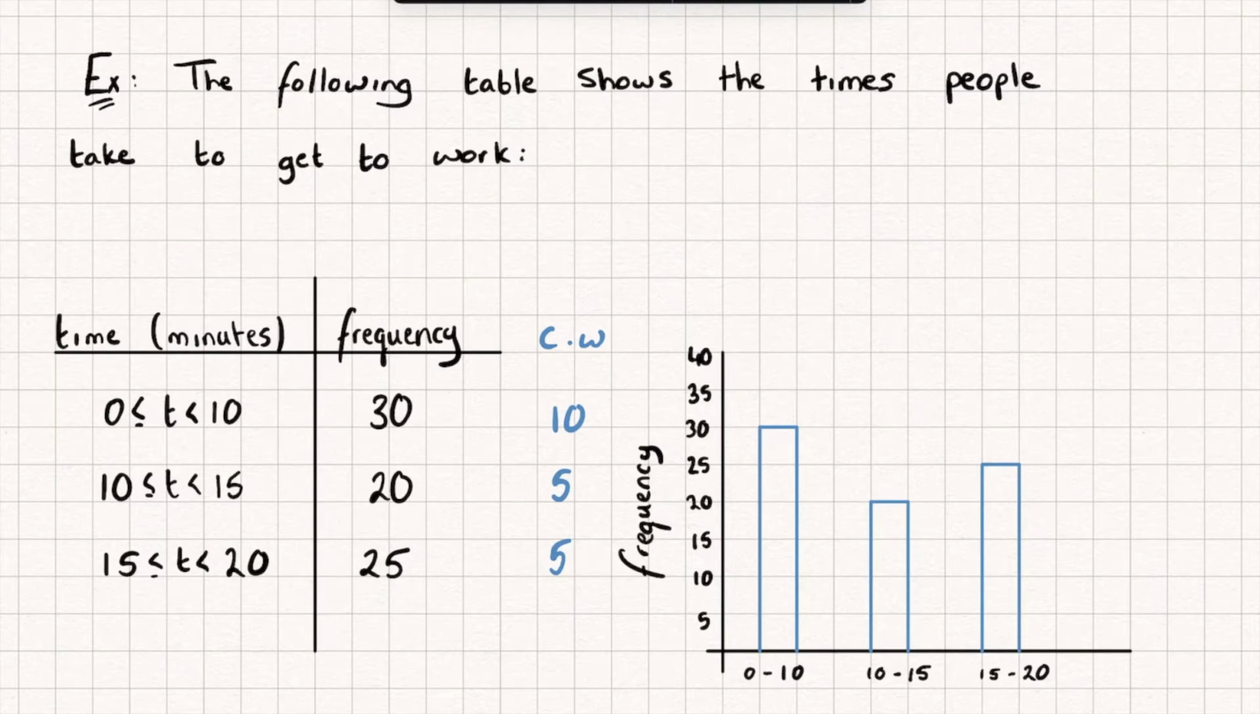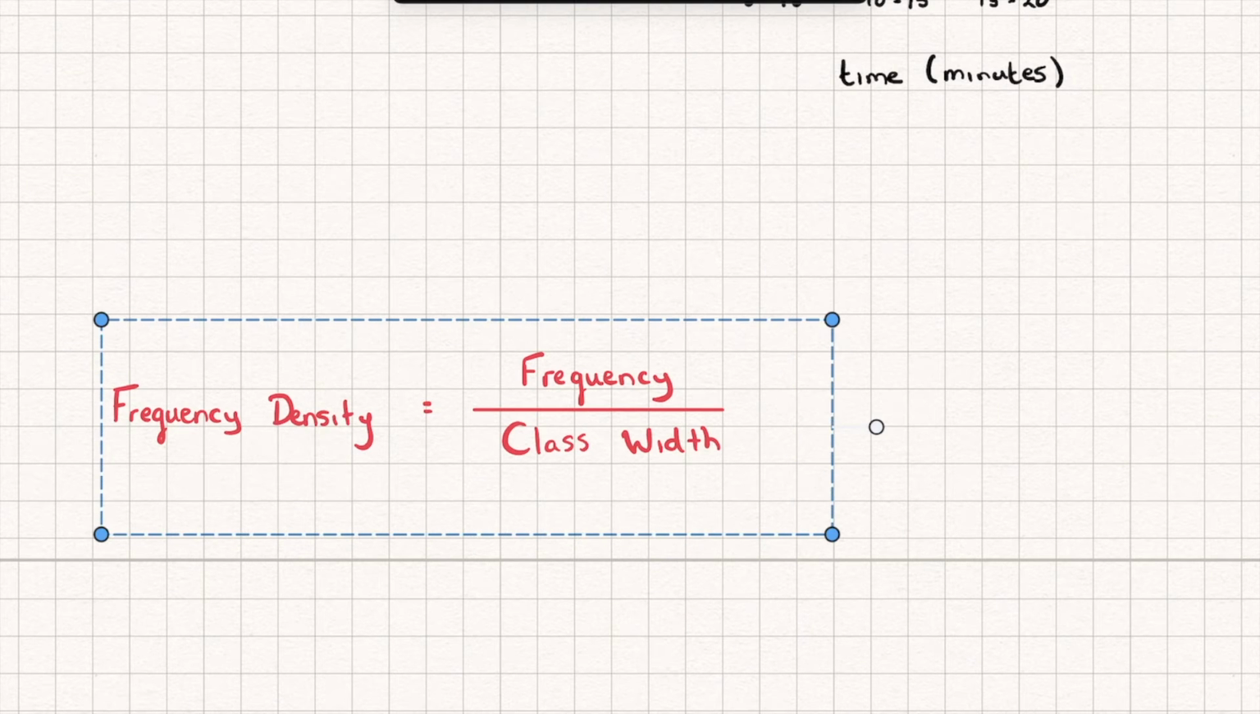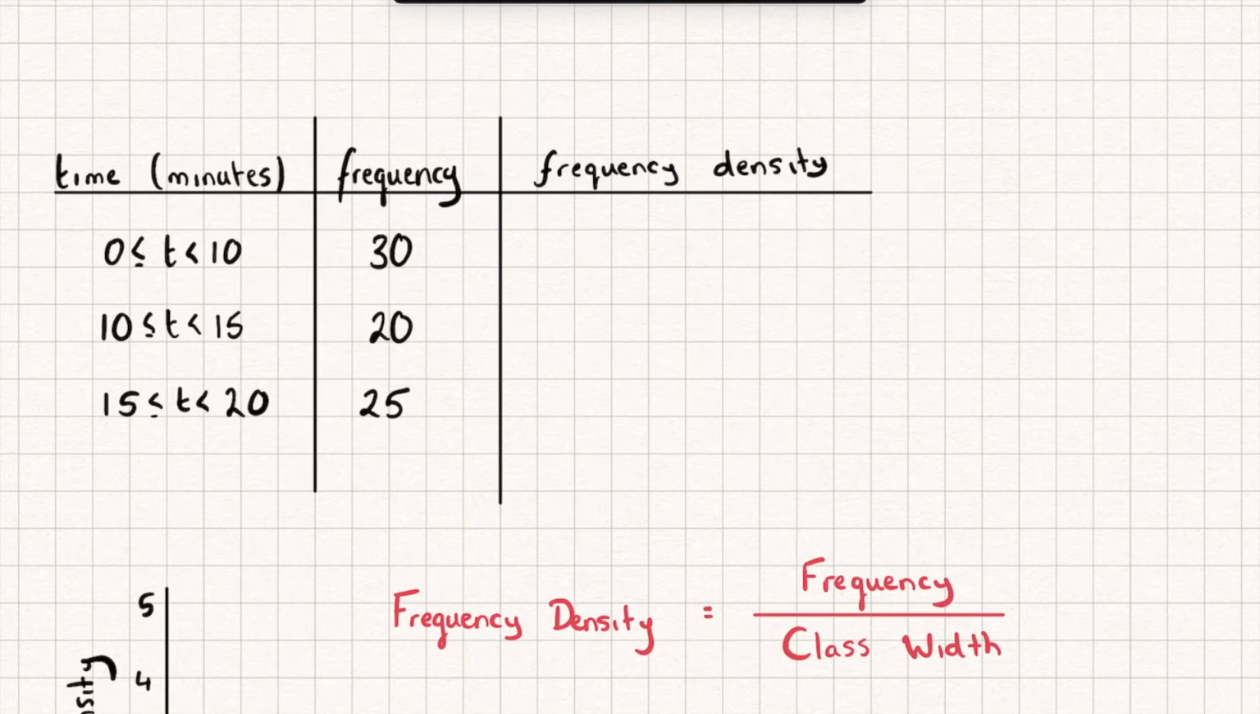To fix this, what we could do is create a histogram. With a histogram, we change the vertical axis from being the frequency to being what we call the frequency density. The formula for that is: the frequency density is just our frequency divided by our class width. So I'm going to use the exact same data, but this time create a histogram from it. Let's take a look at how we do that.